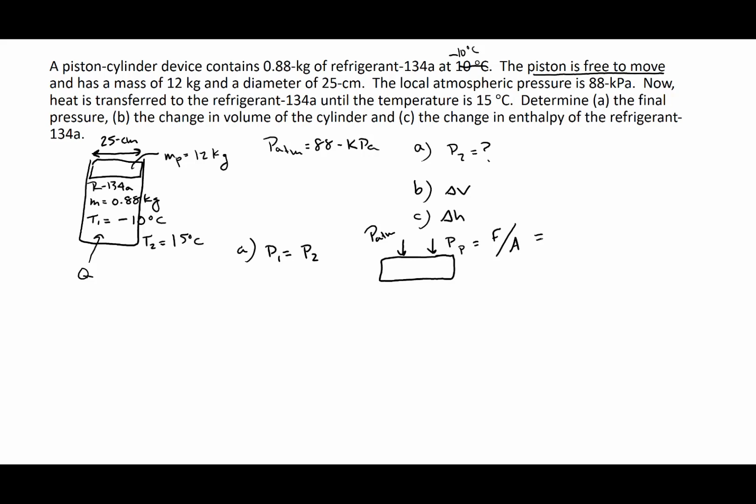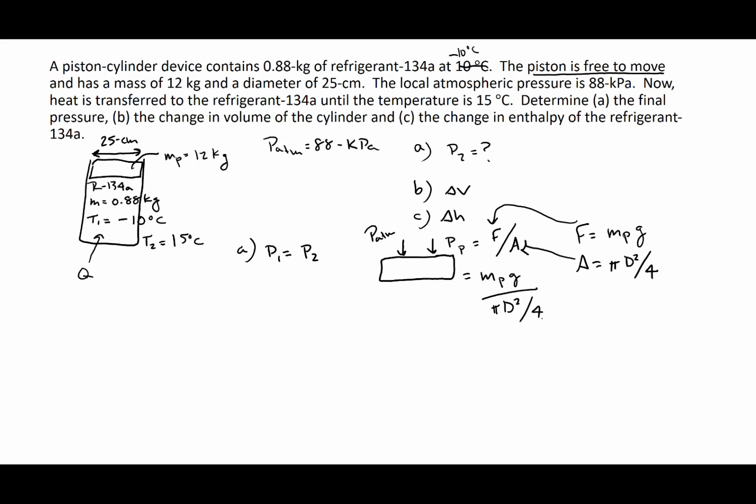Well, the force is, let's just do this like this. So the force is equal to the mass of the piston multiplied by gravity. And then the area is just the area of the piston. So this is pi d squared over 4. So that means that the pressure of the piston is equal to the force over the area. So that's the mass of the piston multiplied by gravity over pi d squared over 4.